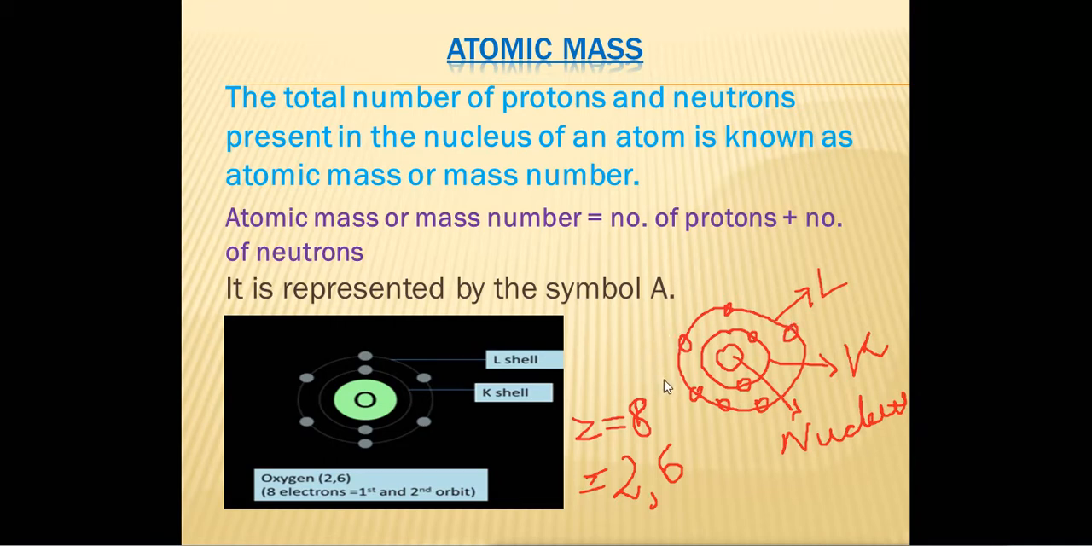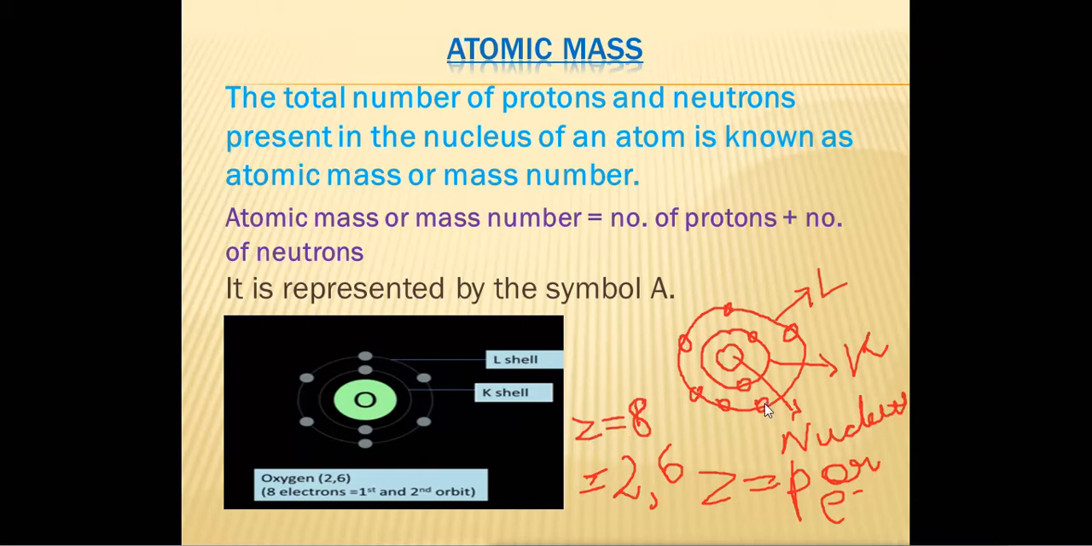Now the concept comes about the atomic number and the mass number. Atomic number Z is equal to the number of protons, or the number of electrons. Atomic number is equal to the number of protons or the number of electrons in an atom. In this atom we don't know the number of protons, but we know the number of electrons. How many electrons are there in this one? 1, 2, 3, 4, 5, 6, 7 and 8. 8 electrons. If the number of electrons is 8, then the number of protons will also be 8, and this gives us the atomic number, that is Z equals 8.